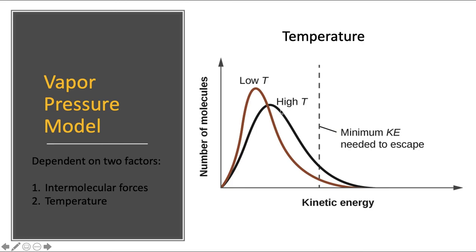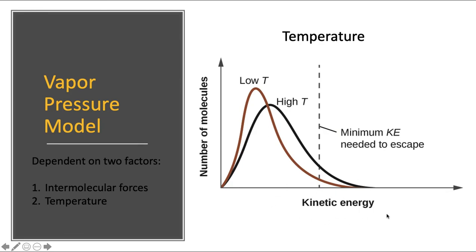Now what happens if I shift to higher and higher temperatures? Well, as you can see with a black curve, which is a higher temperature, I get a larger number of molecules escaping because they reach that minimum kinetic energy that is needed to escape from the liquid to the gaseous phase. And if I continue to raise the temperature, you would see that you'd get this type of curve where you get a lot more and then a lot more, and so on.